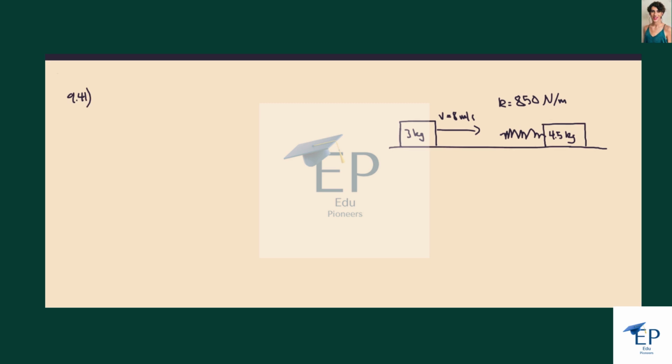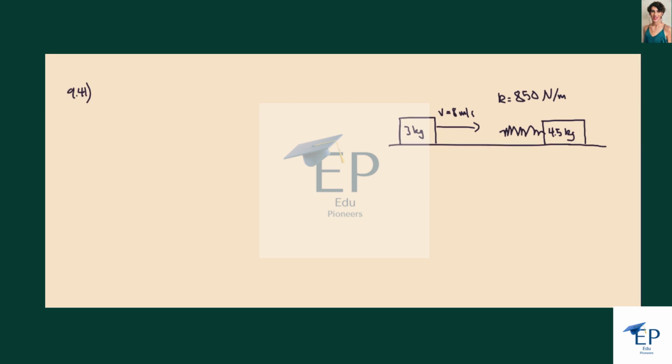Okay, so we're doing chapter 9, problem 41. We have this 3 kilogram block sliding frictionlessly along its tabletop at 8 meters per second, and it hits this second block that's at rest with a mass of 4.5 kilograms, but it has a spring on it with a spring constant of 850 newtons per meter. Part A says, what is the maximum compression of the spring?